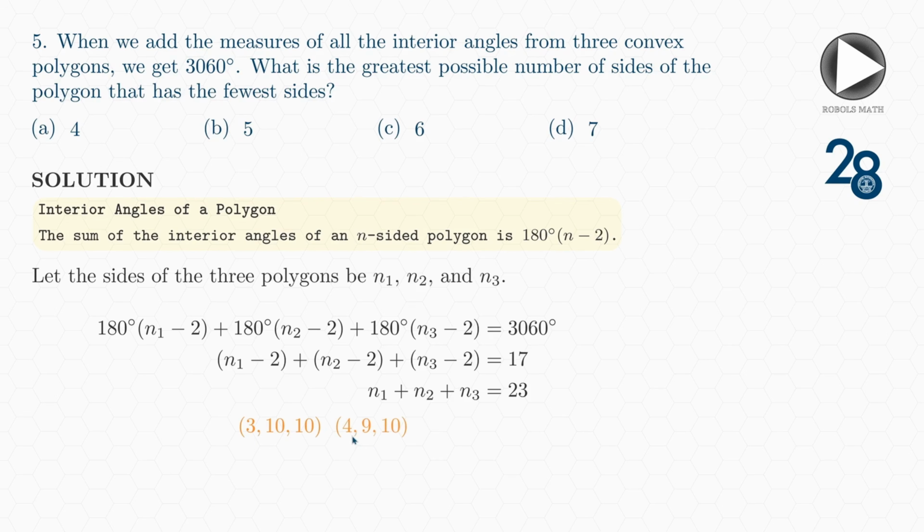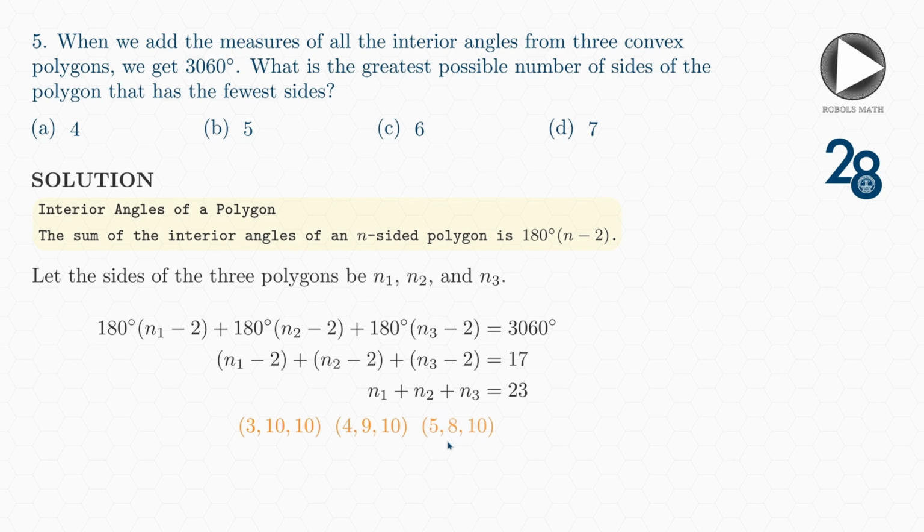Similarly, you can get the triple 4, 9, and 10, where the smallest one is 4. Again, there are other sets which have 4 as the lowest number of sides. The question in the problem is to find the greatest possible value of this lowest value. So basically, it's like asking, is there a configuration, a triple, where the lowest possible number of sides is greater than 4? How about greater than 5, greater than 6, and so on?